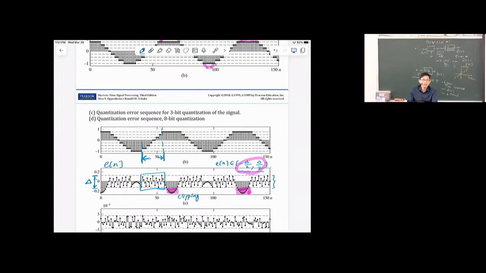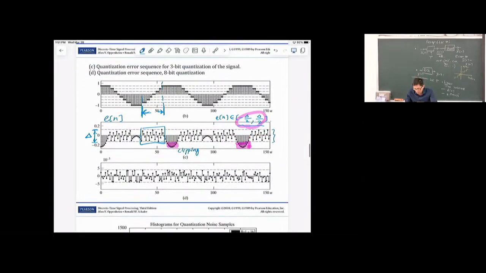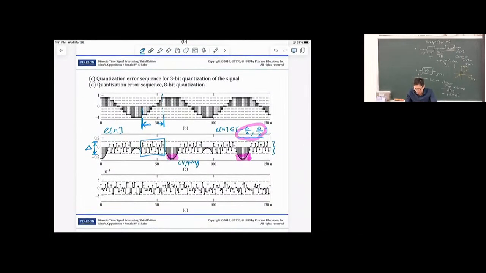In reality, keep in mind that quantization errors can go beyond their normal range if we have clipping. The normal range being minus delta divided by 2 to plus delta divided by 2, and delta is our step size. So it should be pretty clear. So that's quantization with 8 bits.